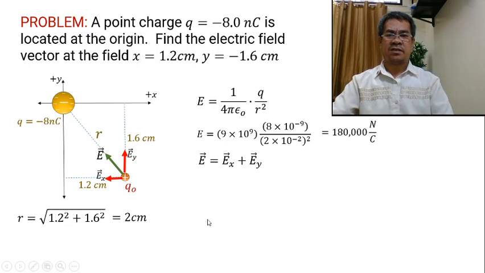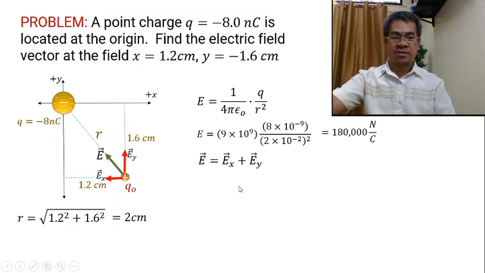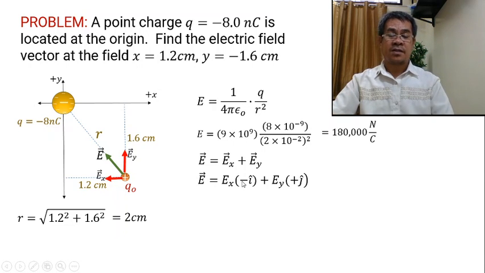These are all vectors. So this is a vector sum, not an arithmetic sum. Therefore, E is the vector sum of EX plus EY. And take note, geometric sum is for the vector sum, so we have to consider the angle.